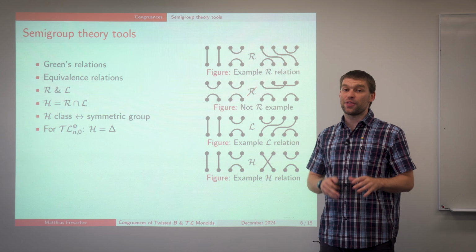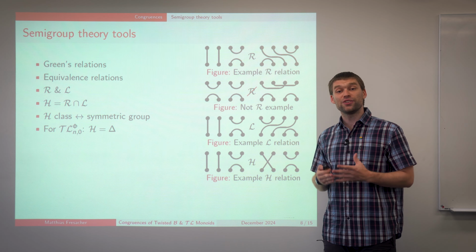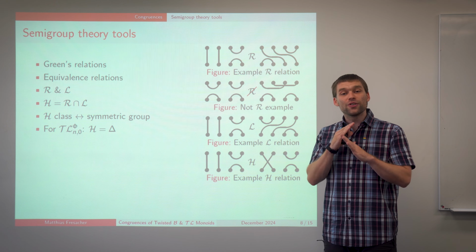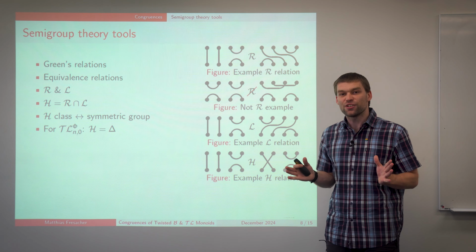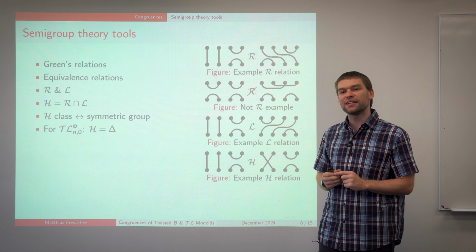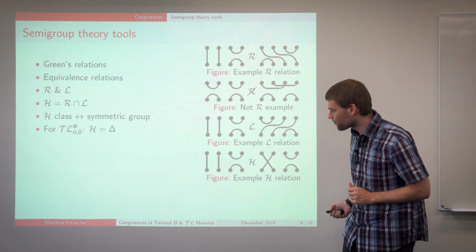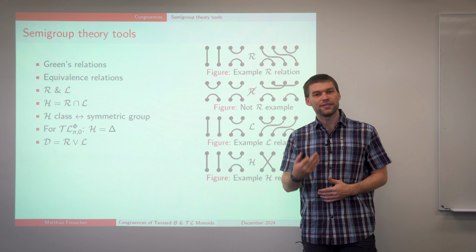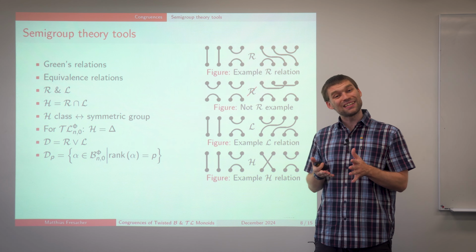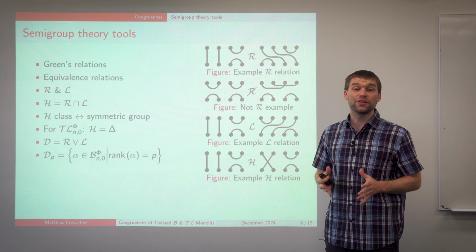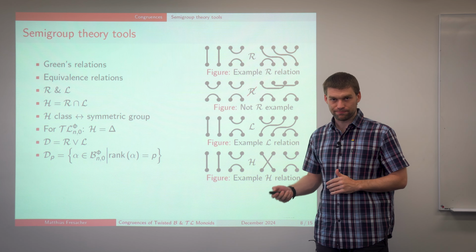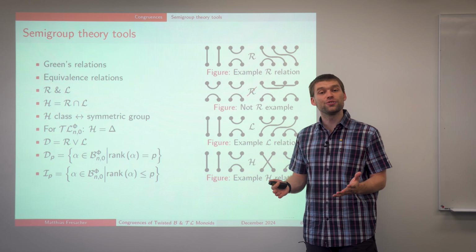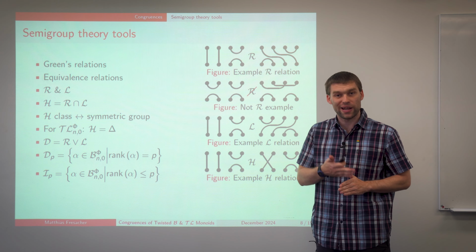And also keep in mind that for Temperley-Lieb, the H relation is trivial. And we can see that fairly easily. You think of your favorite symmetric group, think of all of the elements that don't contain any crossings in them. There's not many of them. There's only one, the identity element, pretty trivial. Instead of the intersection, we can take the join. That gives us the D relation. And the D classes for this monoid are all of the diagrams with a given rank. The ideals, well, those are all the diagrams with a given rank or less.